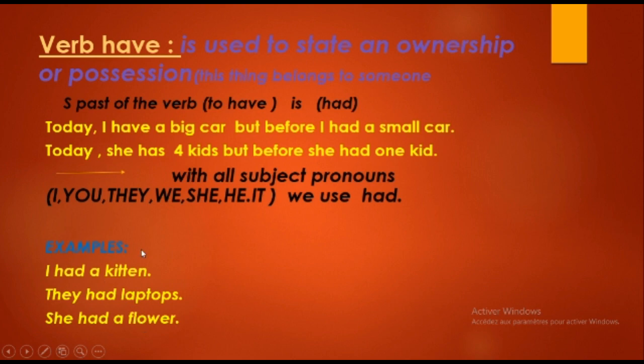Okay, now what do you notice here? We notice that with all subject pronouns I, you, they, we, she, he, and it, we use had. Yes, to express what? To express an ownership. This kitten belongs to me. These laptops belong to them. This flower belongs to her.